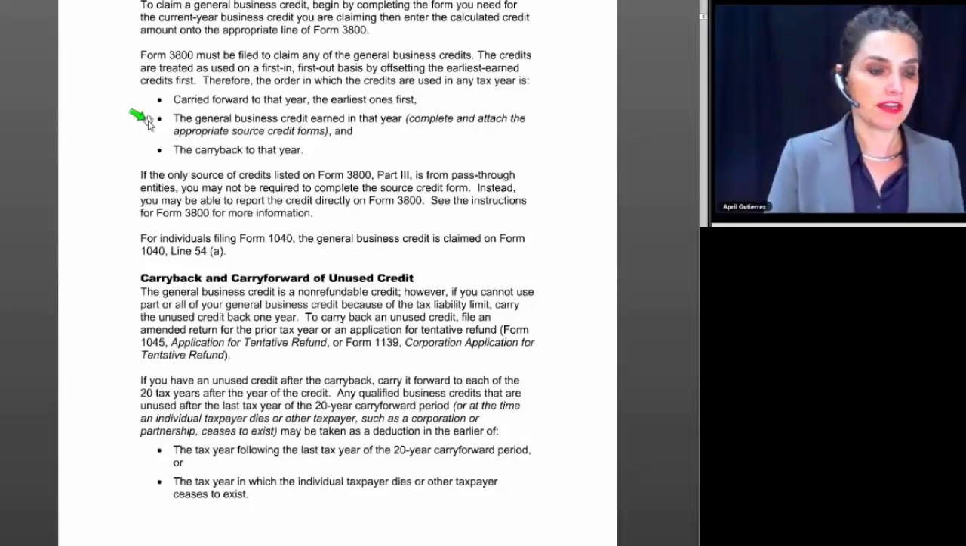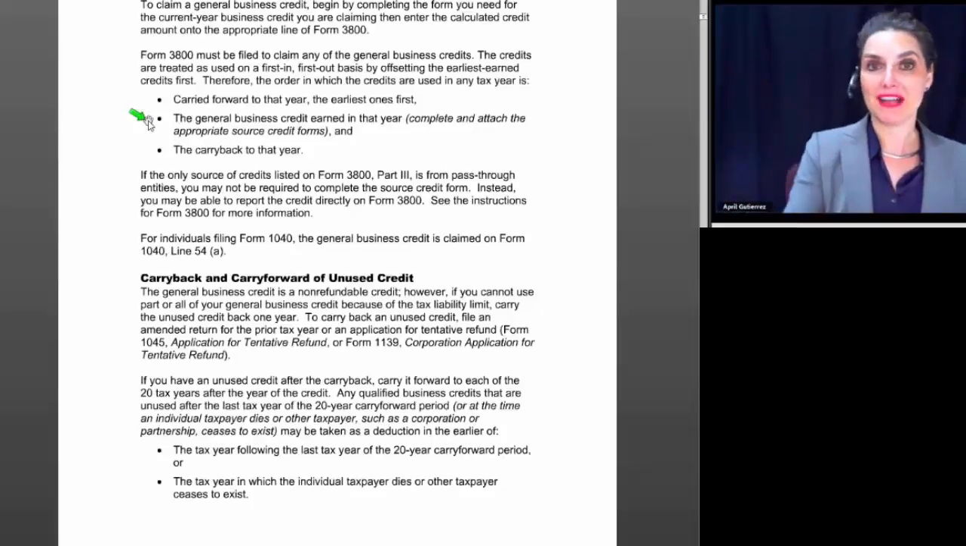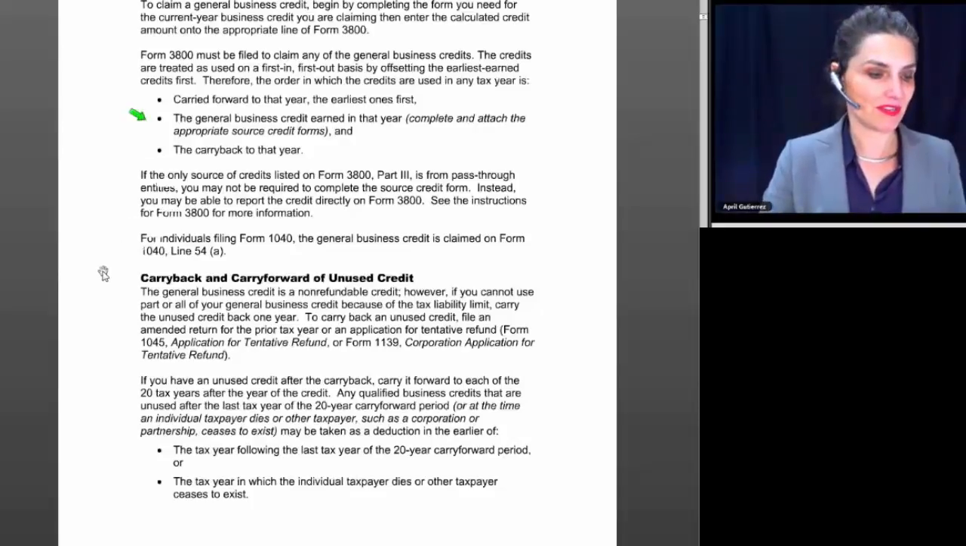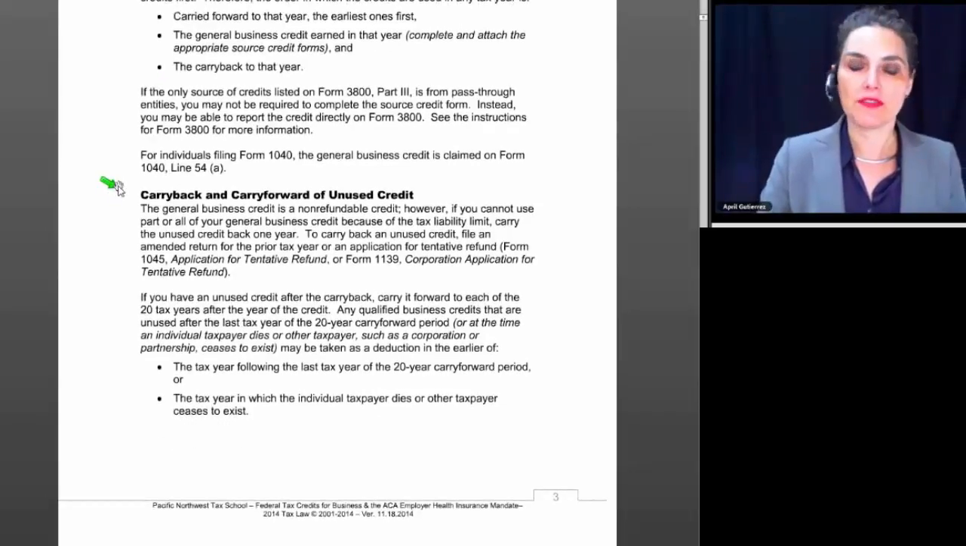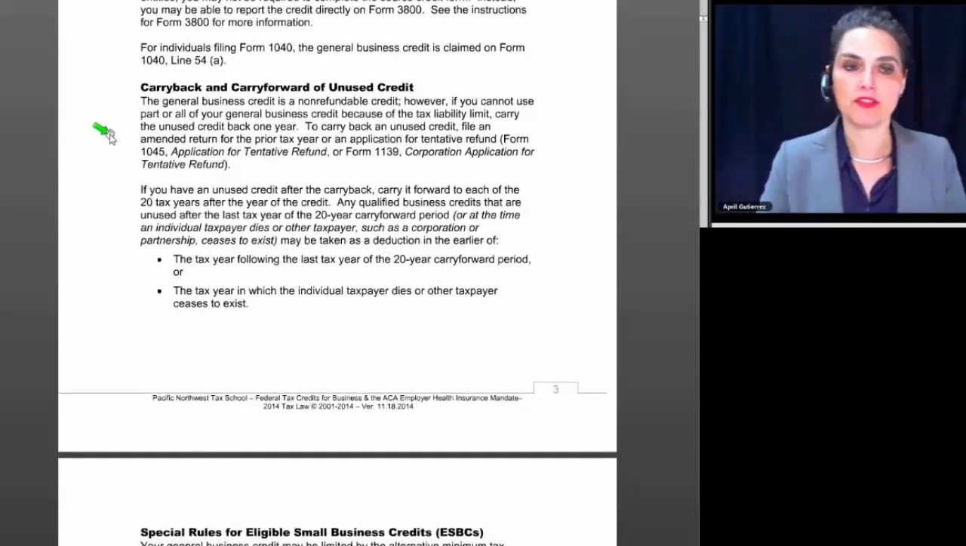and you need to complete and attach the appropriate source form for that credit, and then finally the carryback to that year. So if you still have tax liability this year, but the next year you don't have a liability and the credit is all used up, then it could carry back. And of course, you have to do amended returns to figure that. For individuals who are filing Form 1040, the general business credit is claimed on Form 1040 line 54, and then you check box A. Let's talk a little bit about carry back and carry forward of unused credit.